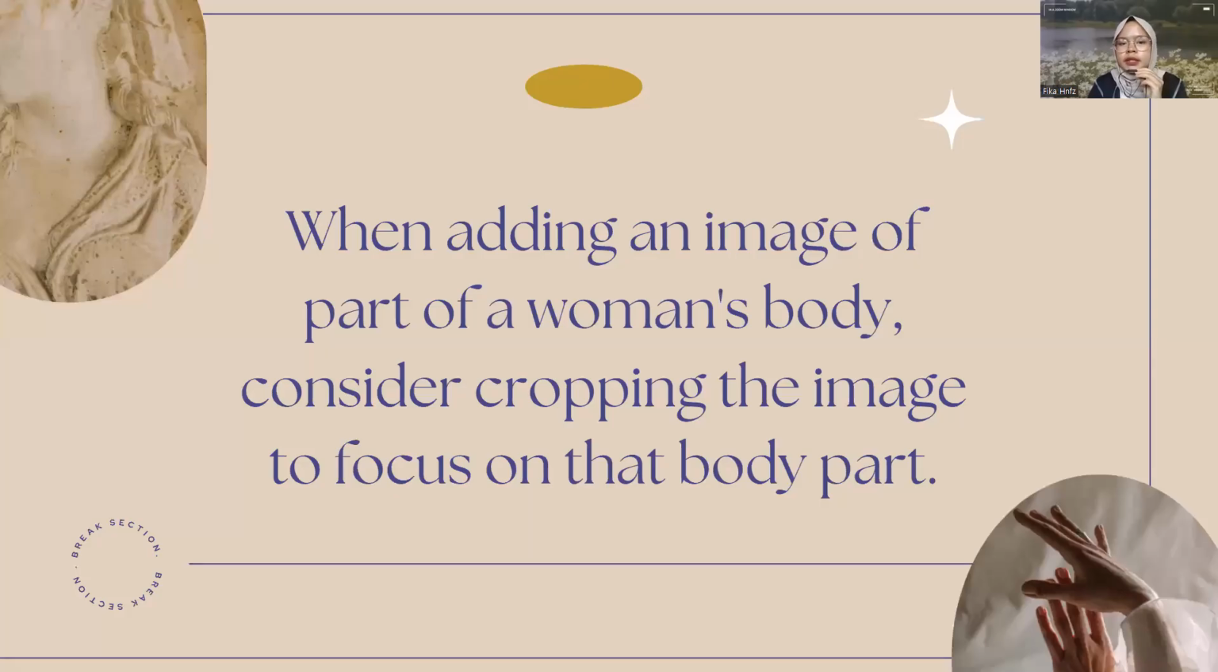Next, when adding an image of part of a woman's body, consider cropping the image to focus on that body part. So when you are talking about human anatomy and you want to explain about a woman's hand, just use the woman's hand. You need to consider cropping the image to focus on that thing, to detail that thing, rather than using the full image because it can be misleading. So when you talk about body parts like lips or eyes, just use or crop that picture.